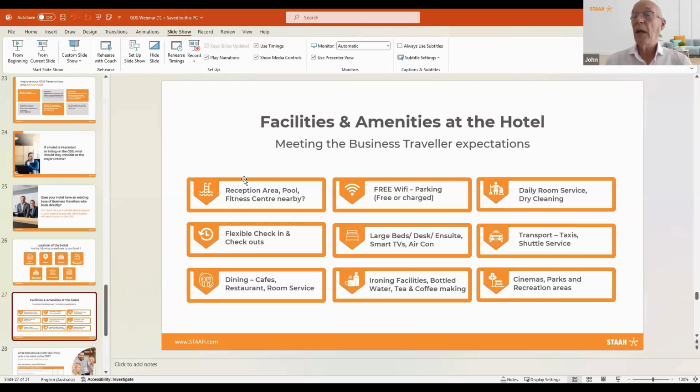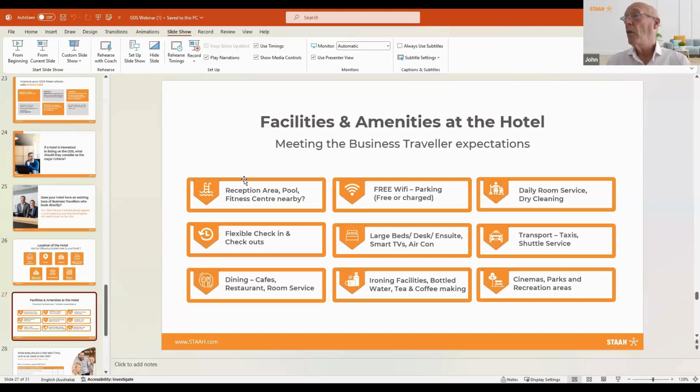Flexible check-in and check-outs as much as possible. Large beds. Now, a large bed, the minimum standard really would be a queen size. And then the next step up from that is a king. And then above that would be what's called a super king. Does the room have a desk so a business traveler can do work, an ensuite, smart TVs, air conditioning.